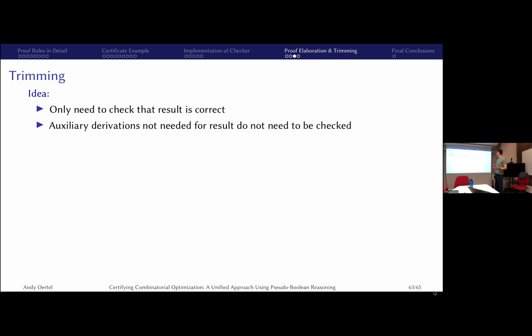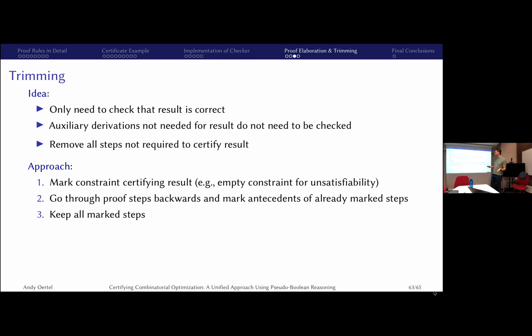So anything auxiliary that we don't need for the conclusion should be removed. The approach to do this is we start from the constraint certifying our result, which for example is the empty constraint for an unsatisfiability proof, and we mark this. Then going backwards through the proof, when we encounter a marked constraint or marked step, we mark all the steps that are needed to derive this step, so all the antecedents of it.